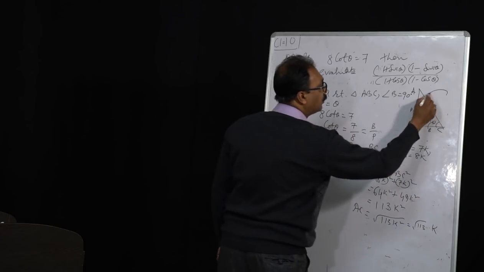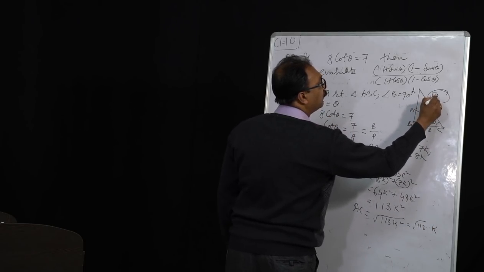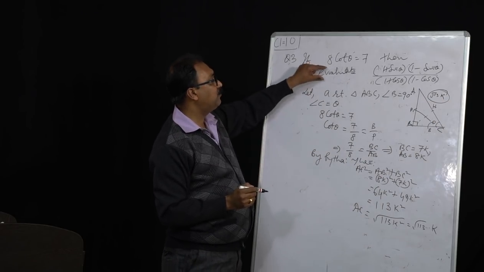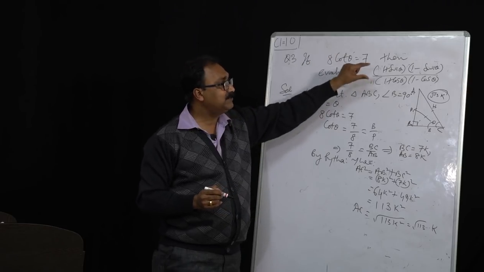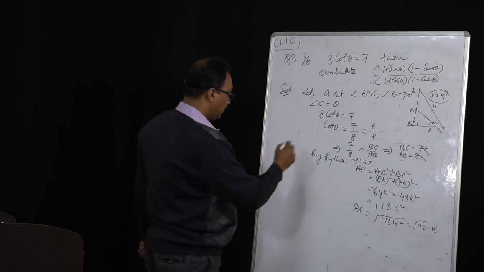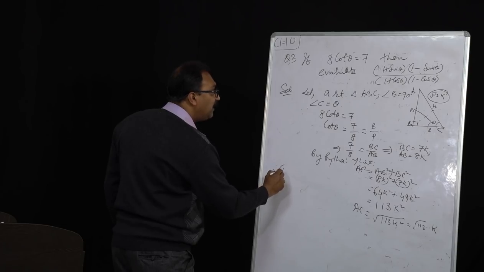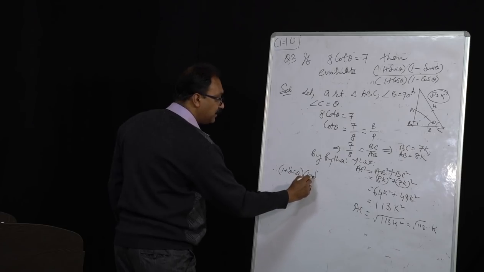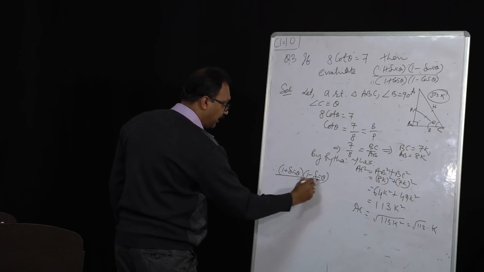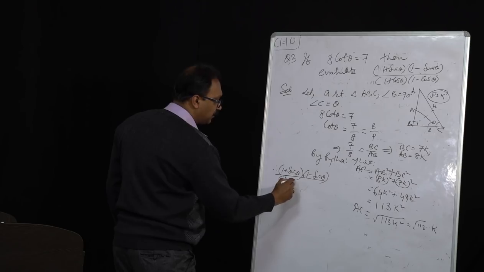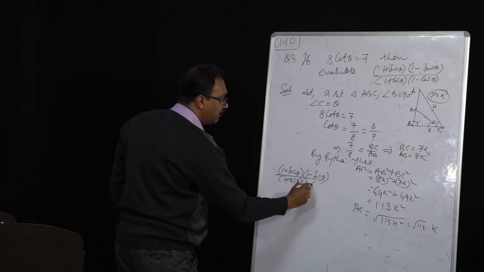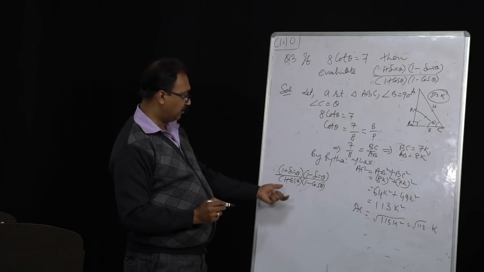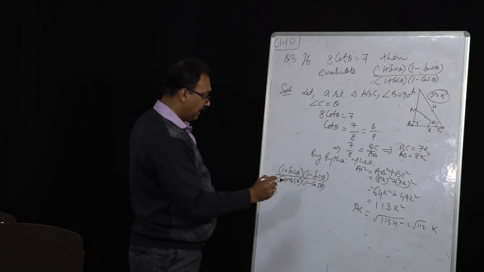So the AC you got is root 113K. Now we have to prove this. Evaluate means find the value, not prove. Evaluate means find this value. You have to find the value. So come here, therefore (1 plus sin theta) into (1 minus sin theta) by (1 plus cos theta) into (1 minus cos theta). You can use the value directly also. Sin theta, cos theta values you know, directly put. But I will give you one idea.